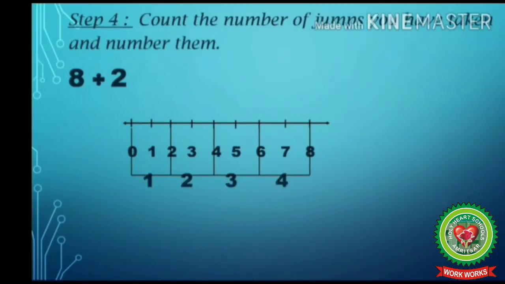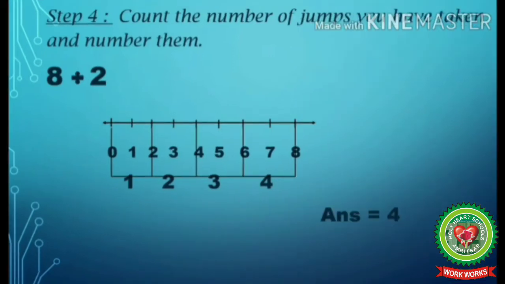Now step 4 is to count the number of jumps you have taken and number them. From 0 till 2, 1; 2 till 4, 2; 4 till 6, 3; and 6 till 8, 4. How many jumps have we taken? In total we have taken 4 jumps. So you will also number them so that you can count them later. Our next step will be writing the answer. Leave one line, write down how many jumps you have taken, because that will be our answer.